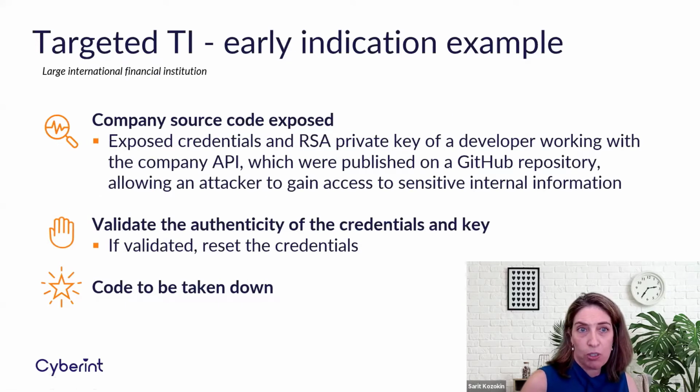Another indication is against a large international financial institution where we've seen company source code being exposed. We've seen credentials and an RSA private key of a developer published on a GitHub repository. Of course, any attacker that will gain access to this information will be able to gain access to sensitive internal information of that institution. Now, the first thing to do in this case, once we have this evidence, is to validate the authenticity of the credentials and the key to see that they're still valid, that they're not obsolete or irrelevant to the company.